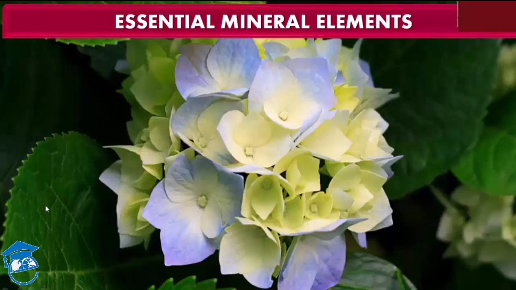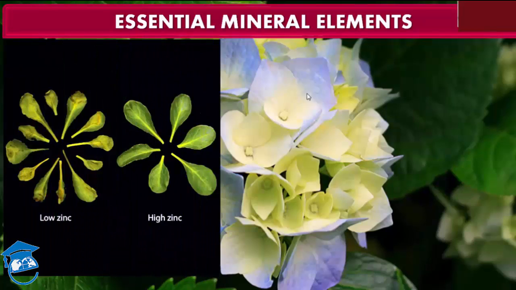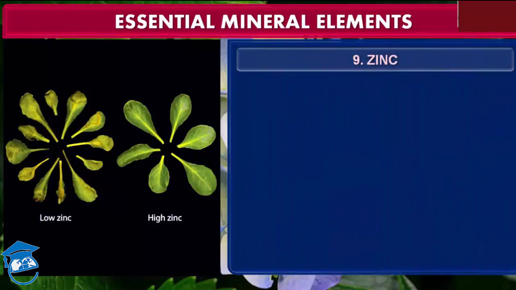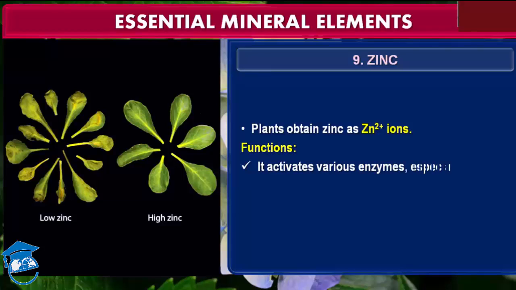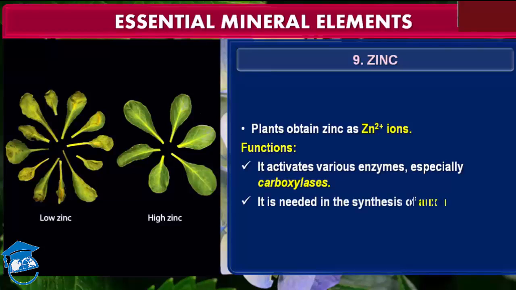Now come to another micronutrient, which is zinc. As I told you, plants obtain zinc as Zn2+ ion. It activates various enzymes, especially carboxylases. Another crucial function of zinc is that it is needed in the synthesis of auxin, students. It helps in the formation of auxin, which is a plant hormone.